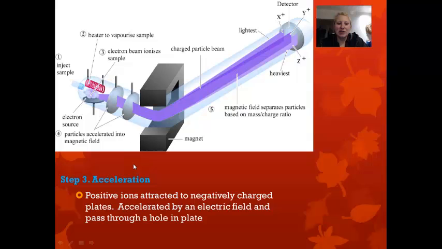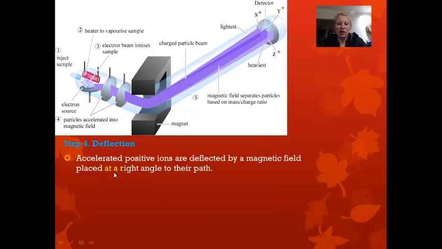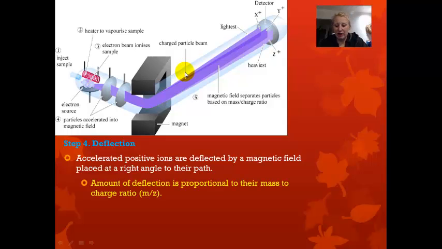The third step is acceleration. In acceleration, those positive ions that you created are attracted by negatively charged plates, which pull the ions along and accelerate them through an electric field and through a hole in the plate. The fourth step is called deflection, which is where accelerated positive ions are deflected by a magnetic field placed at a right angle to their path.